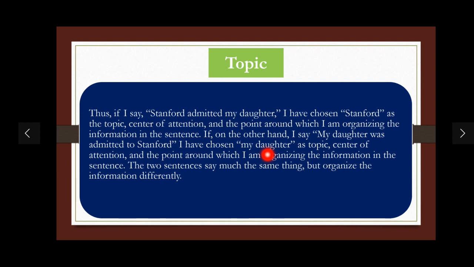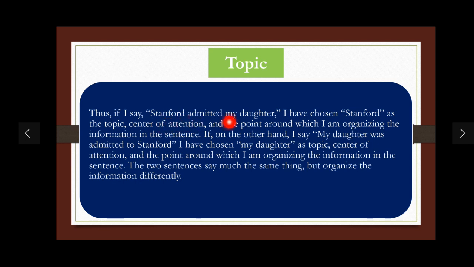Thus, the topic is the center of attention for a discourse analyst. And it is very, very important for a discourse analyst to understand how the topic is used, right? Because the topic is the center of attention for the audience. You can see here that Stanford is used as the subject and it is the topic. And then "admitted my daughter," this is a predicate. Information is given in the predicate. So this information is about Stanford, right? Here Stanford is used as a subject.